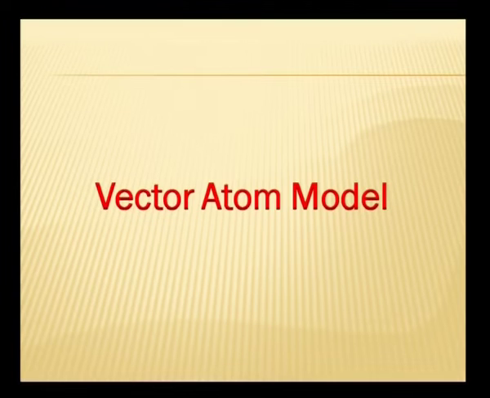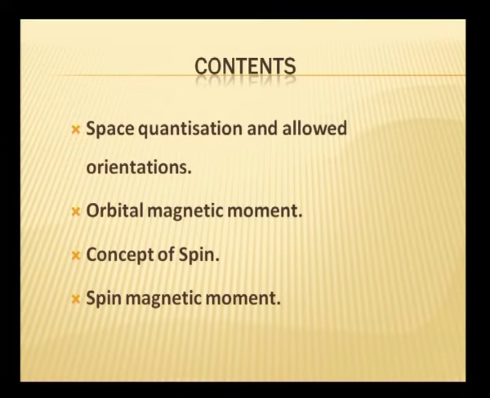Welcome to the UGC lecture series meant for the BSc Physical Sciences students for the paper on Applied Electronics. I have been introducing to you the vector atom model. Now, this lecture is in continuation with what we have been seeing so far with regard to the Bohr-Sommerfeld atom models and the introduction to the vector atom model. Hence, the contents are space quantization and allowed orientations, orbital magnetic moment, the concept of spin and spin magnetic moment.